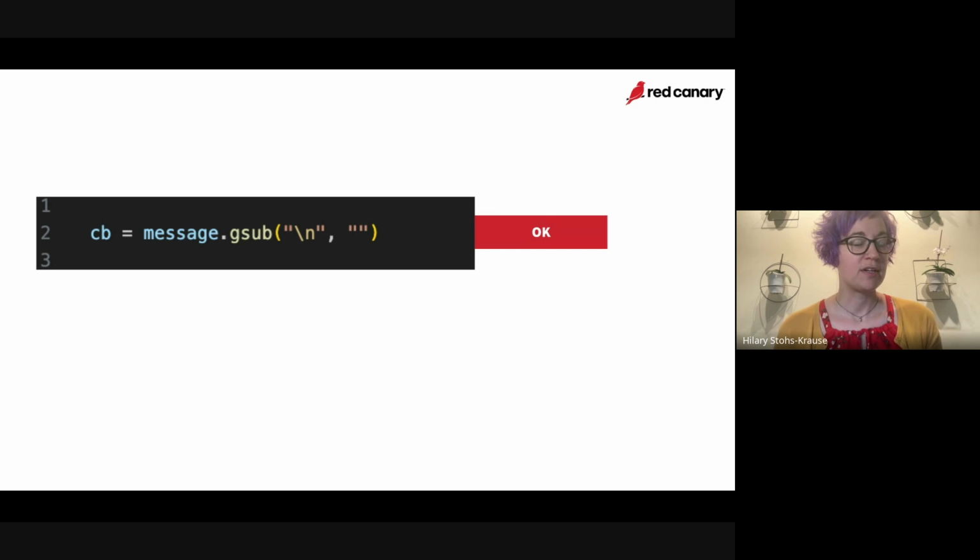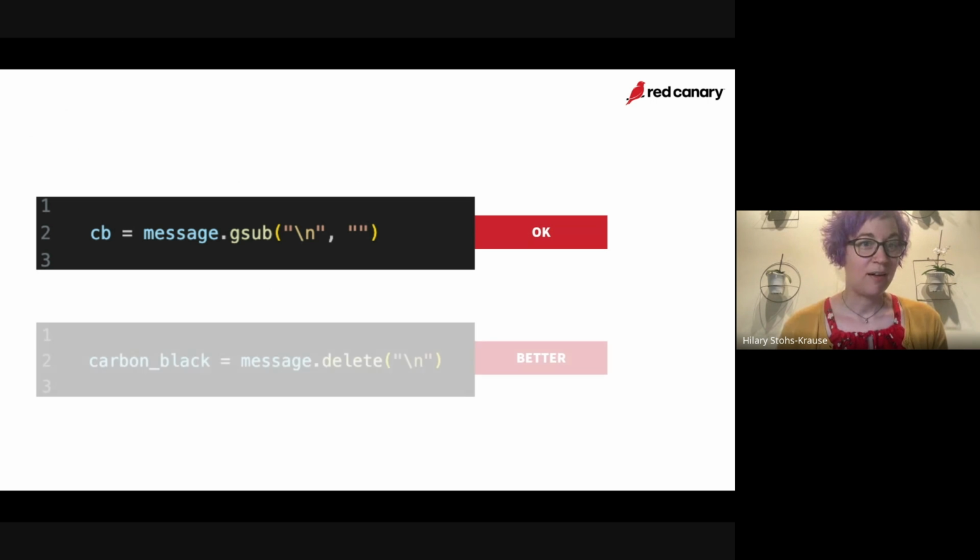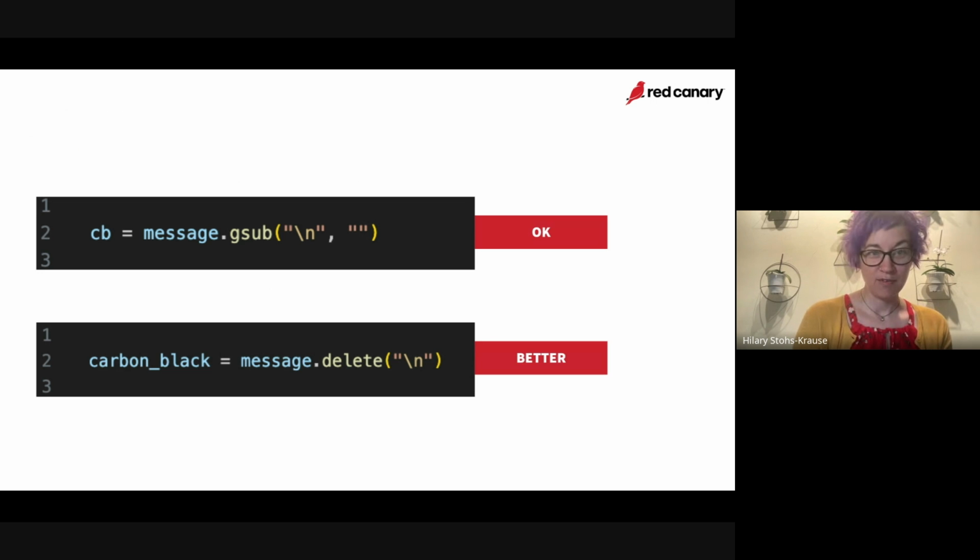So here are some more examples. This is some code I came across in our repository. CB equals message.gsub, new line, blank space. I mean, it's pretty simple. I can tell what's going on here, right? It's okay. But this is better, right? Again, we're removing the abbreviation, carbon black. Okay, cool. And message.gsub new line blank space is literally giving you the same result as message.delete new line. But the bottom one is so much easier to read, right? It's more like a sentence. What are we doing? We're deleting new lines. Great, let's write that.